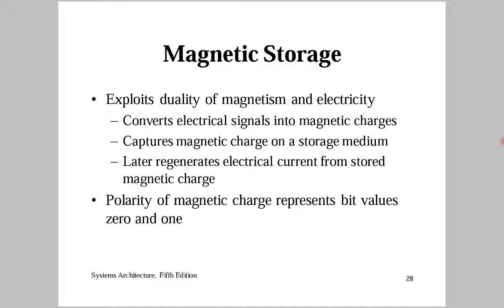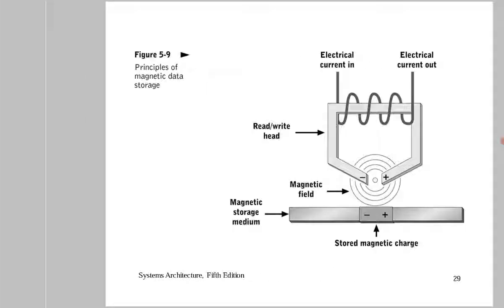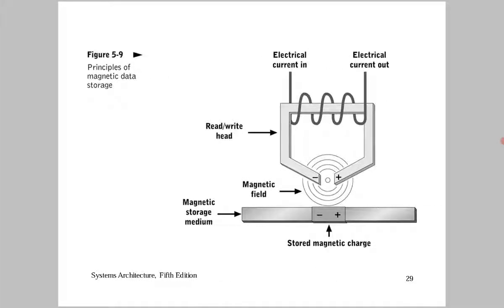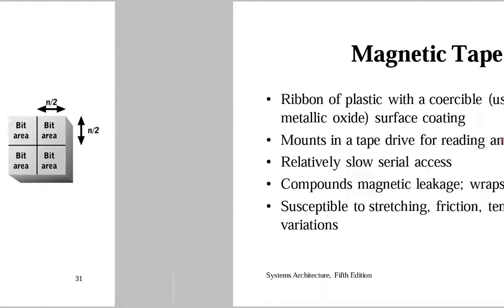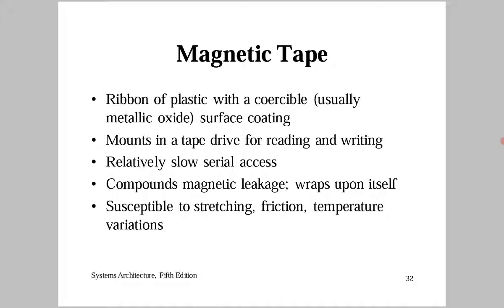So how do they work? They convert electrical signals into magnetic charges, capture magnetic charge on a storage medium, and later regenerate electrical current from the stored magnetic charge. So, that is the working of the magnetic material or magnetic medium or magnetic storage media. So, this is the simple diagram of the example. So, we start with magnetic tape.